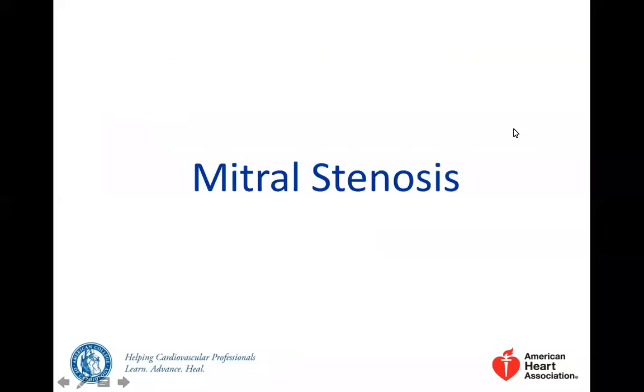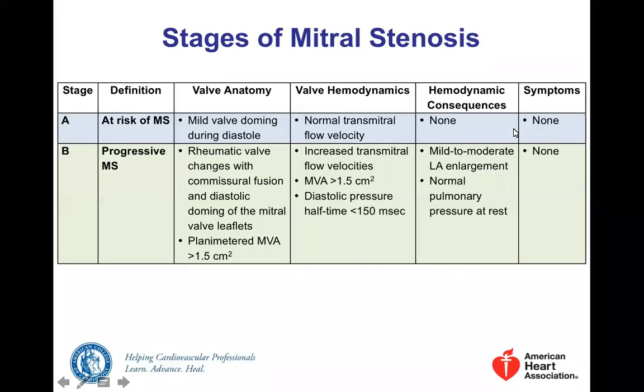I will start with the mitral stenosis. Stages of mitral stenosis are divided into 4 stages, A, B, C, D. As per definition, stage A is a patient who is at risk of mitral stenosis with mild valve doming during diastole, and there is normal transmitral flow velocity with no symptoms or hemodynamic consequences.